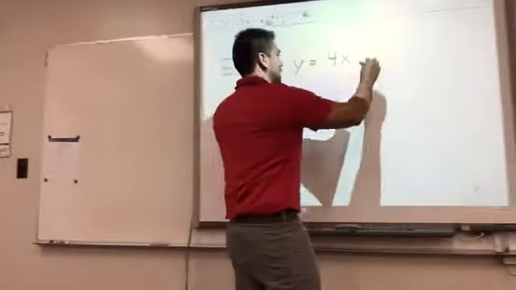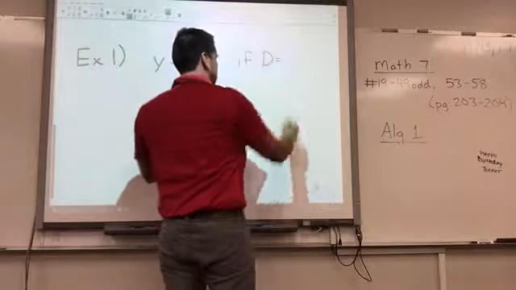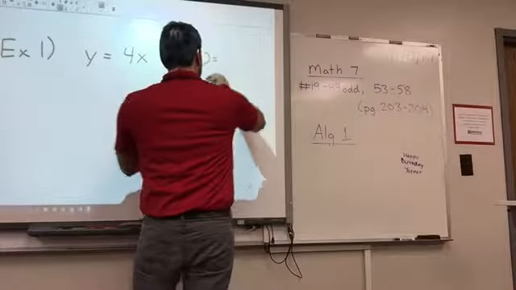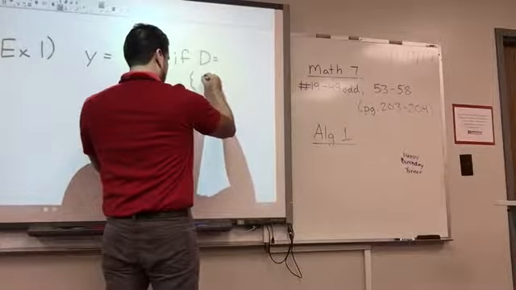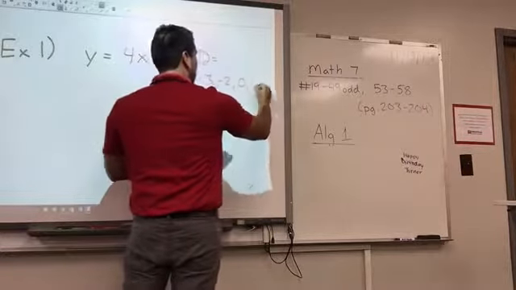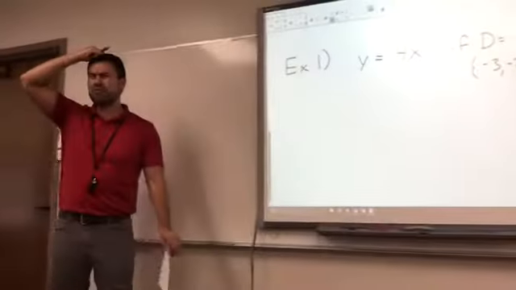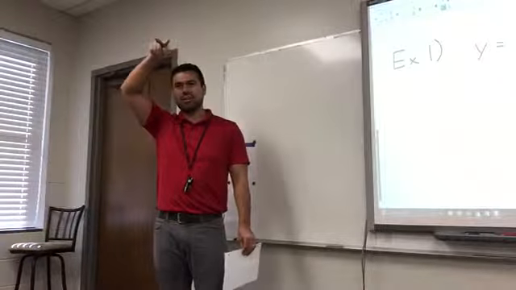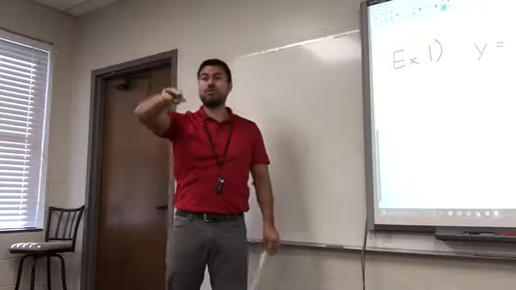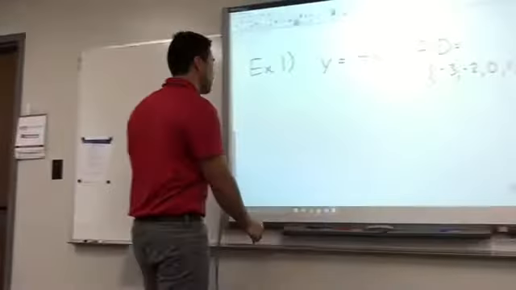Then they give me a domain. So I'll put here, domain, and I'll abbreviate it with the letter D. They're going to give me -3, -2, 0, 1, and 2. So they give me domain values. What does domain refer to again? The independent variables, which means it's referring to which of these variables? X.